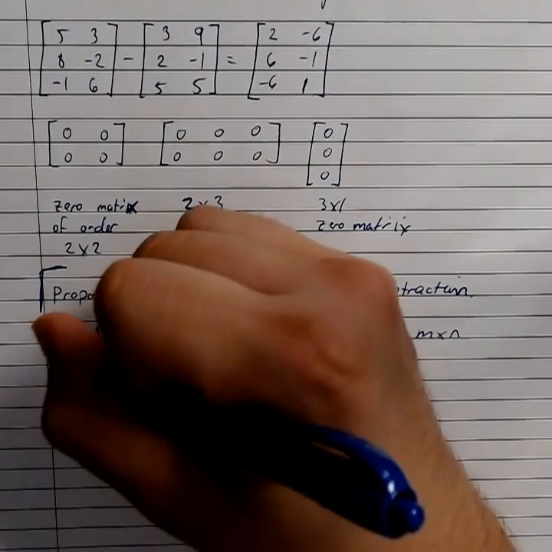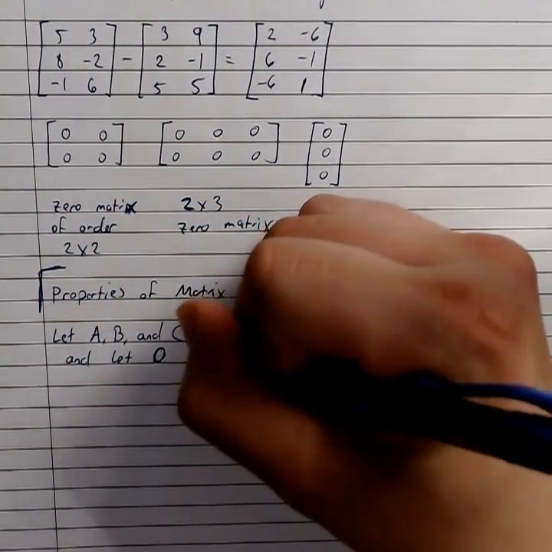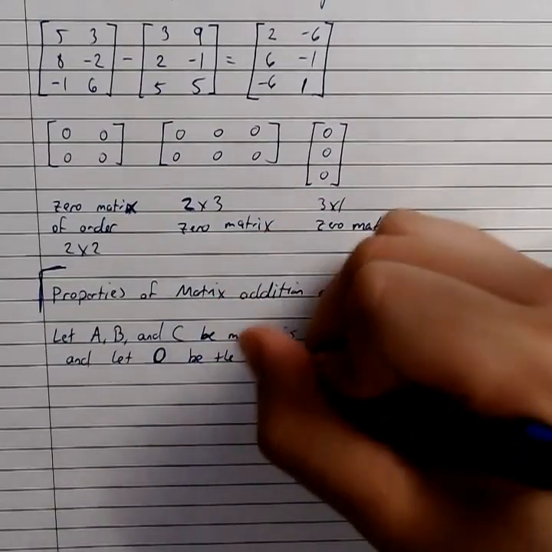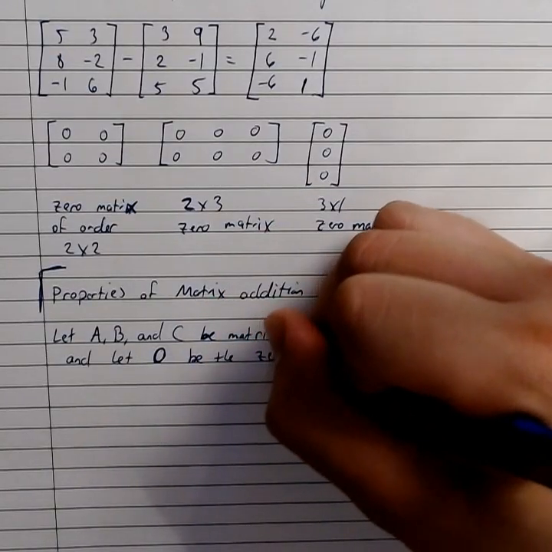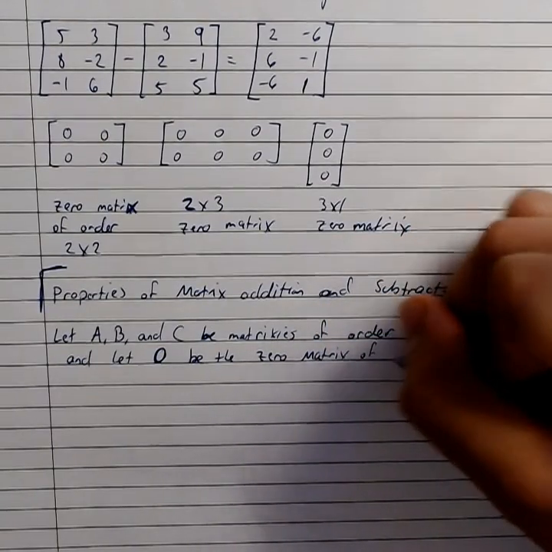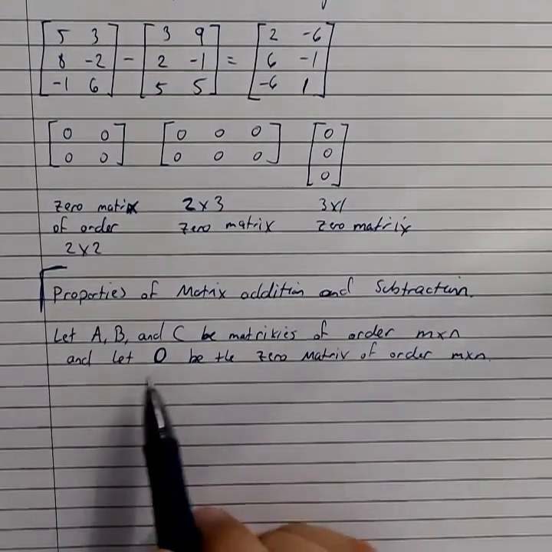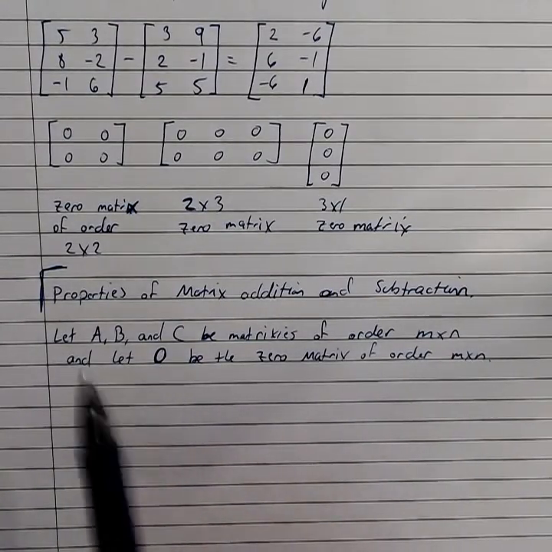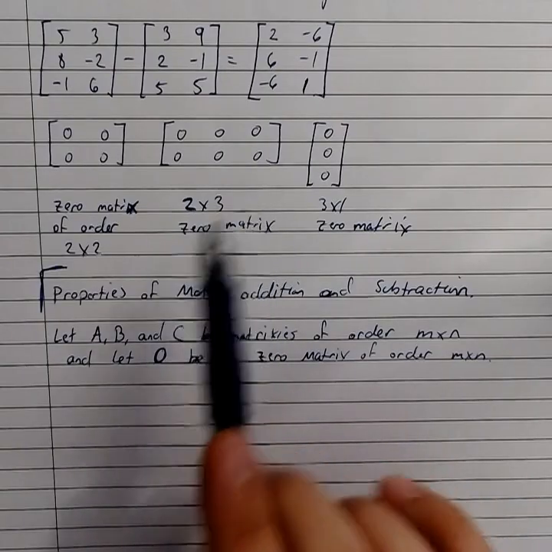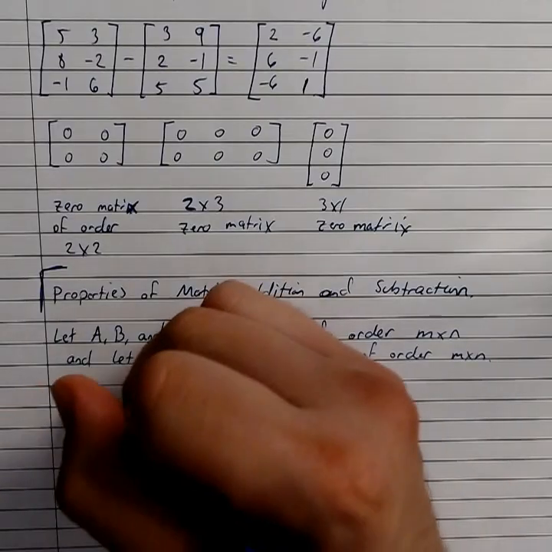And let 0 be the zero matrix of order m by n. Okay, so here this is not the number 0. It's a matrix made up of a bunch of zeros. And it happens to be the one that is of the same order as these first 3 matrices. As long as you have that, the following things are true.